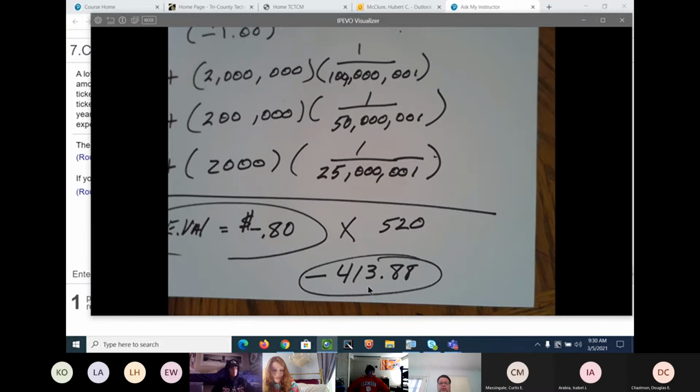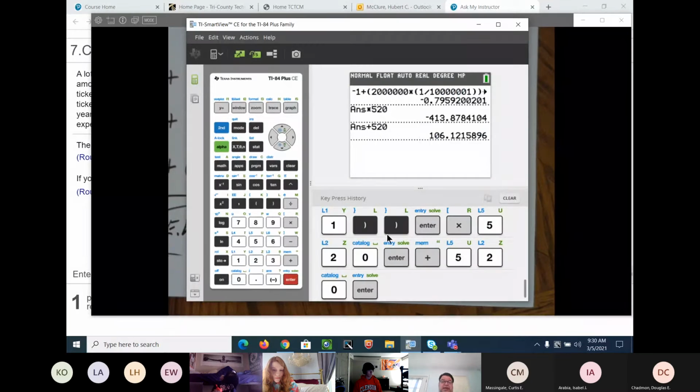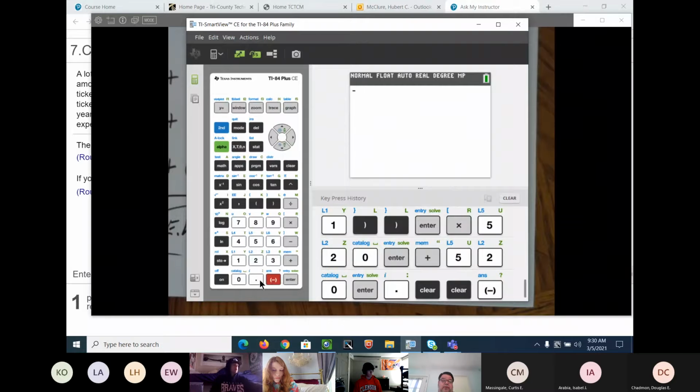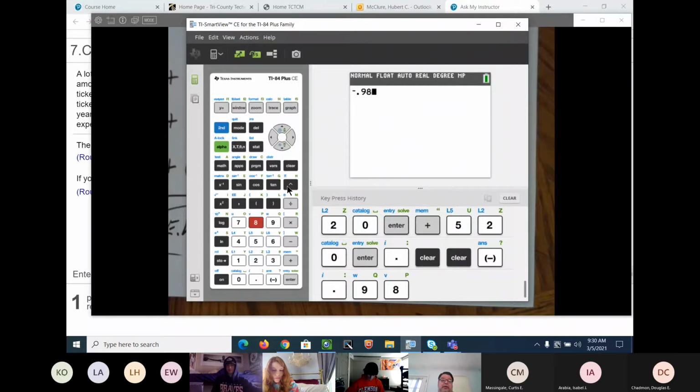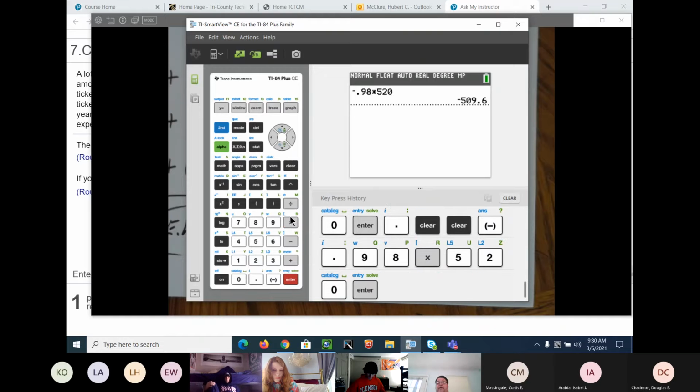So that's supposed to be 100 million. So it comes out to 98. So let's multiply the 98, since I screwed that up. Let's multiply the 0.98, negative 0.98 times 520. Negative 509. So negative 509, that's supposed to be 0.98. Negative 509.6. So that's even worse.